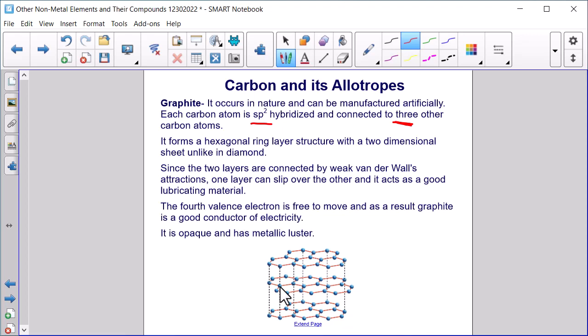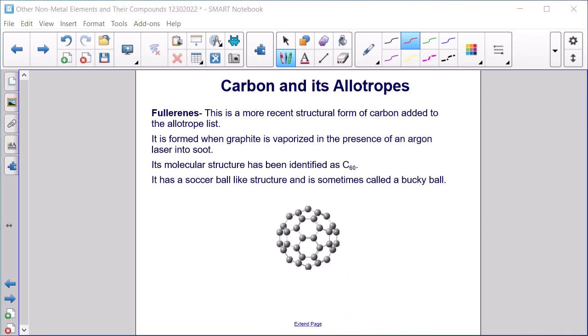The 4th valence electron is free to move. So there's only 3 bonds, and then there's a free electron, and as a result, graphite is a good conductor of electricity. It is opaque and has metallic luster. Fullerenes. This is a more recent structural form of carbon added to the allotrope list.